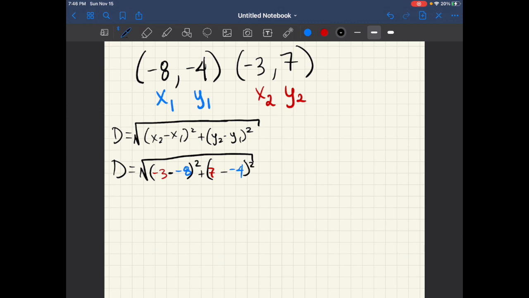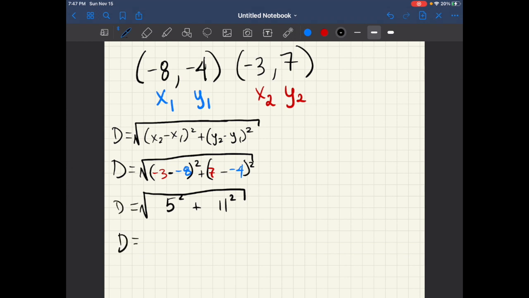So -3 minus a negative, that's the same as plus a positive. So -3 minus -8, that's going to give me 5 to the second power. Then 7, again, minus a negative, that's the same as plus a positive. So 7 plus 4 is going to give me 11 to the second power. We're taking the square root of that.